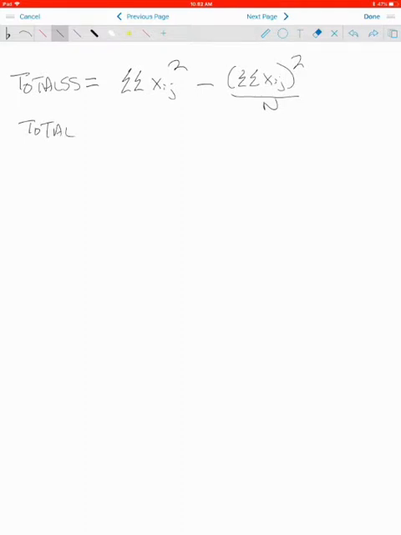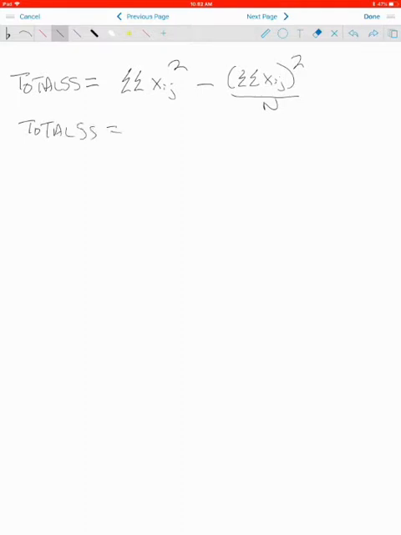So I'll move to the next page. And so remember, we need to calculate the total sum of squares. It equals the double sum of the xij squared, which is something we just calculated, minus the sum of the xij, so the sum of all values, squared, divided by big N. So we've already got all that stuff on the previous page.